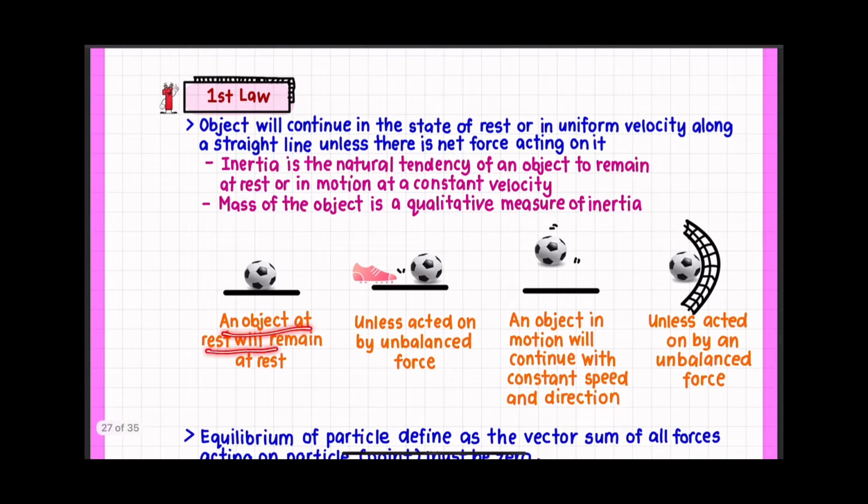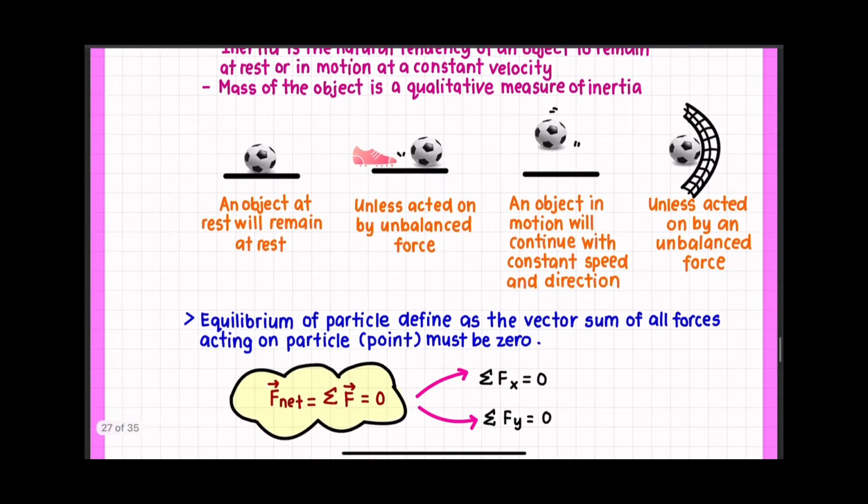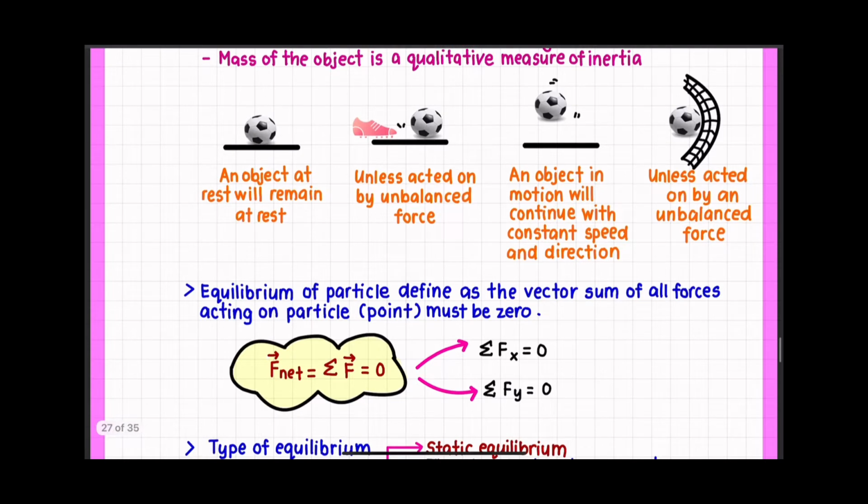An object at rest will remain at rest unless there is a force, an unbalanced force acting on it. So this object will continue in motion with constant speed and direction unless it stops due to an unbalanced force, namely the net, the goal net. So equilibrium of a particle is defined as the vector sum of all the forces acting upon a particle point must be zero.